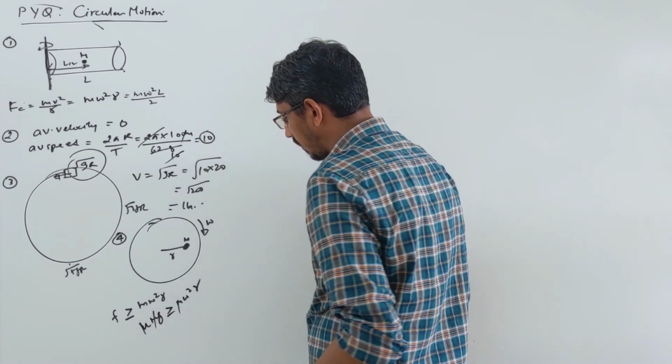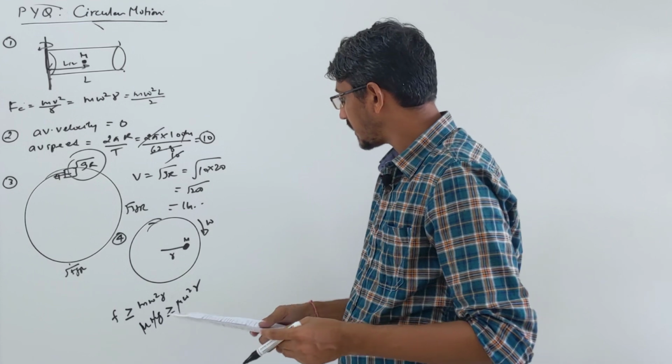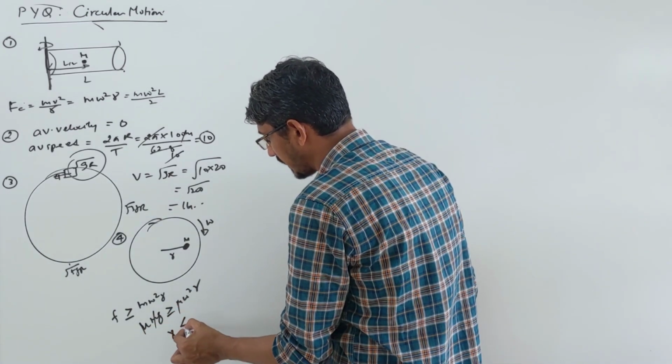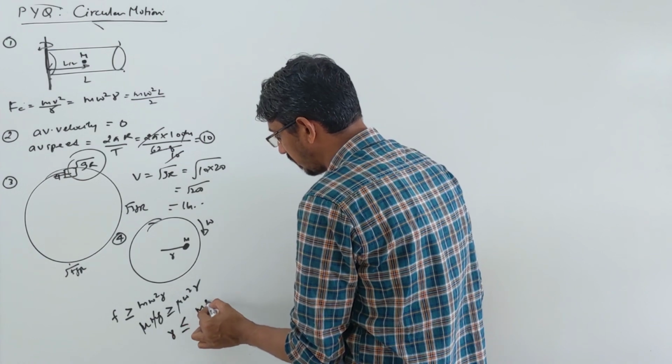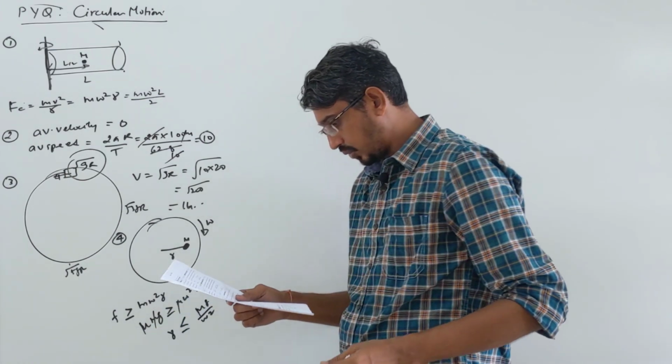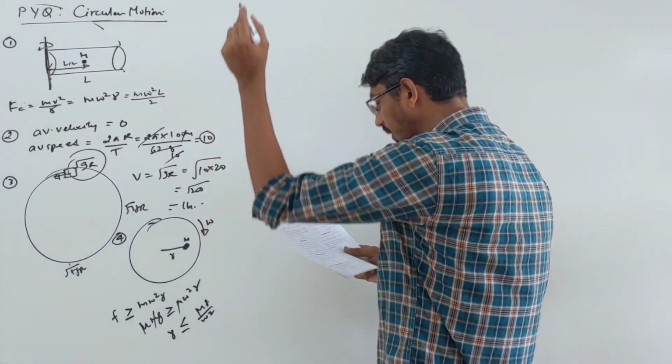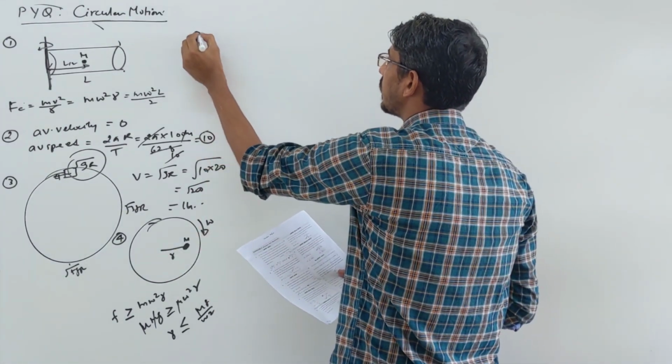M cancels here. What are they asking us? They are asking the radius relation. So the radius should be less than or equal to mu g by omega square. So this matches the fourth option. They are asking the radius. Okay, moving on to problem number 5.